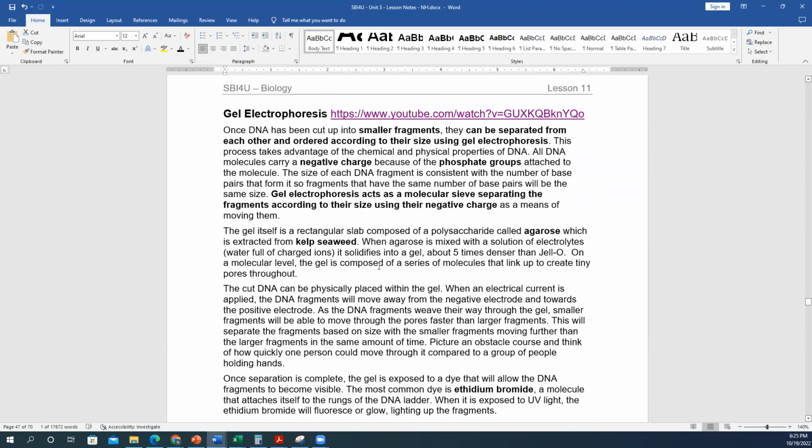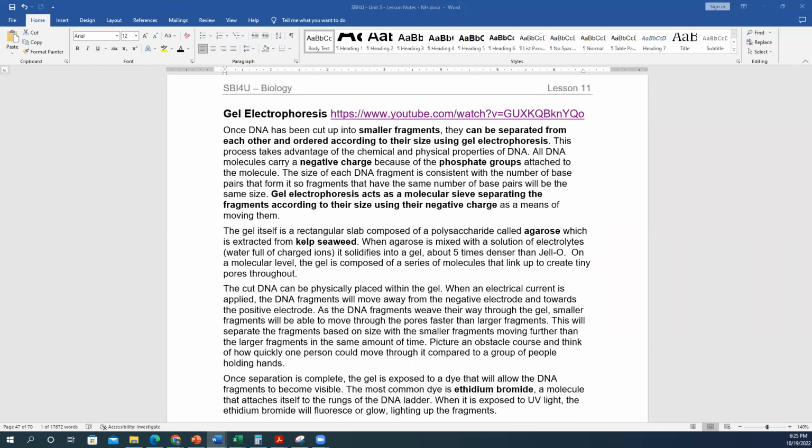So then the technique of gel electrophoresis is another important one to talk about. Once you've used these restriction endonucleases to cut up your DNA into smaller fragments, you need to have a way of actually separating the piece that you're interested in out of all the other pieces, and you can do this using gel electrophoresis.